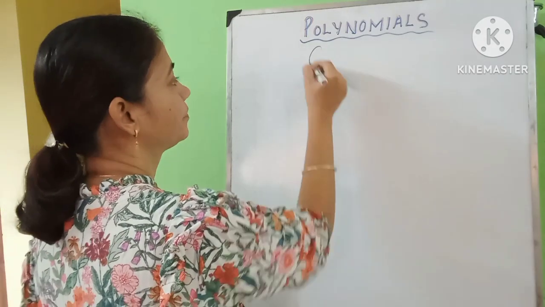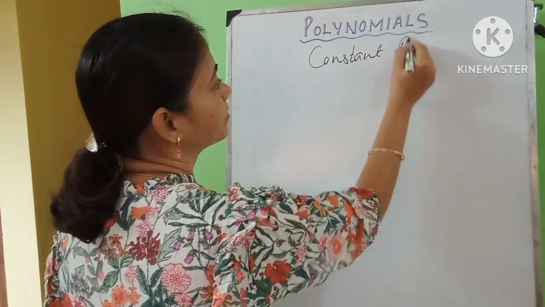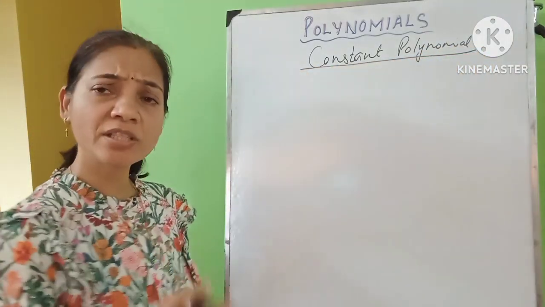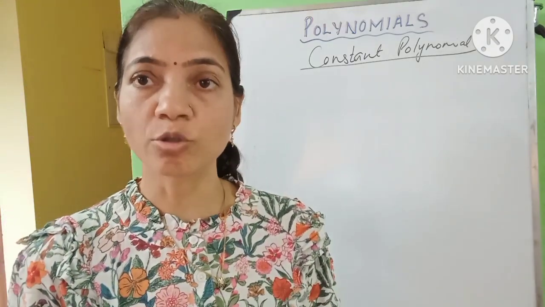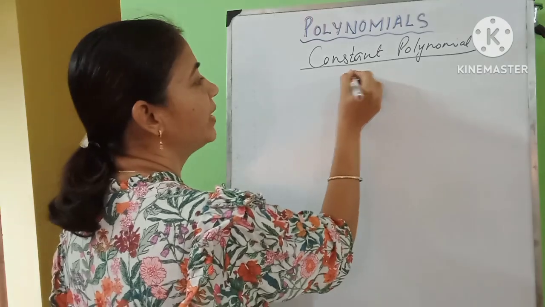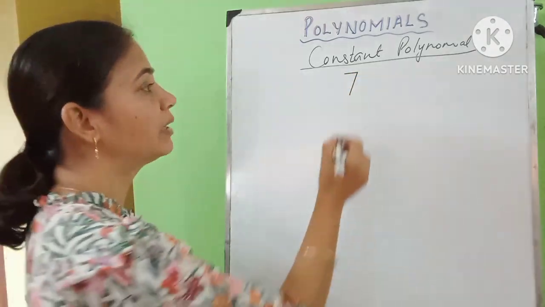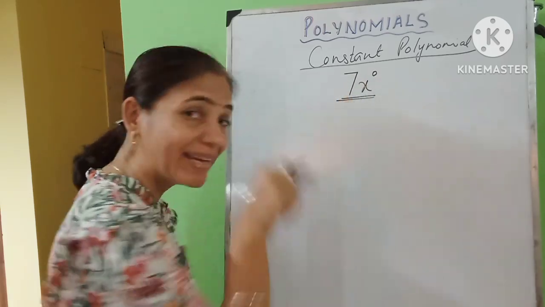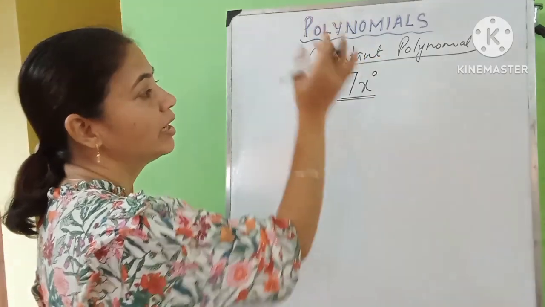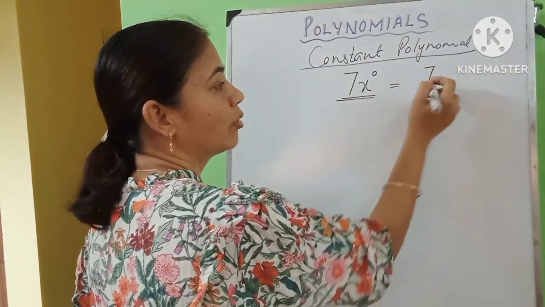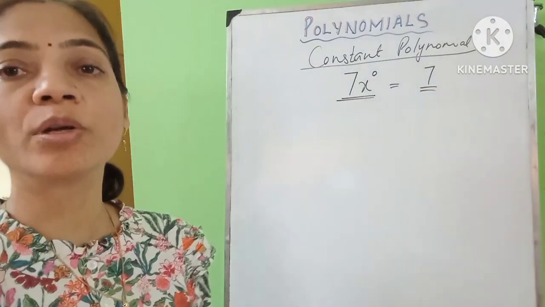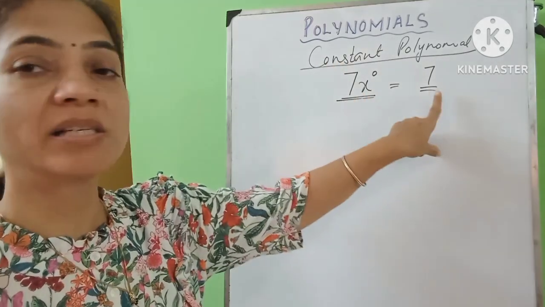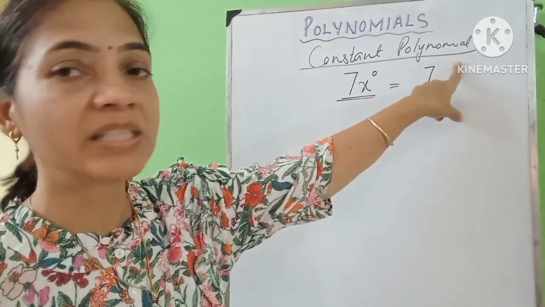constant polynomial. What is meant by constant polynomial? Constant polynomial is a polynomial whose value is fixed. It's not going to change. So that means if I just write 7, is it a polynomial? Yes, it is a polynomial because hiddenly it is 7 times x to the power 0 and it has a whole number power. So it is a polynomial, but it's a constant polynomial. Why? Because actually x to the power 0 is 1. So the value is constant 7. It's not going to change its value. Whatever value of x you take, the value of the polynomial is always 7. So we call it a constant polynomial.